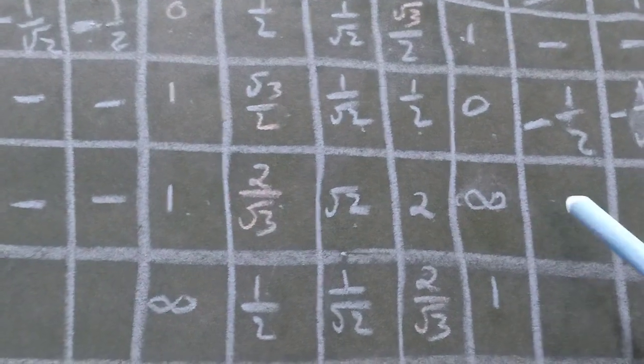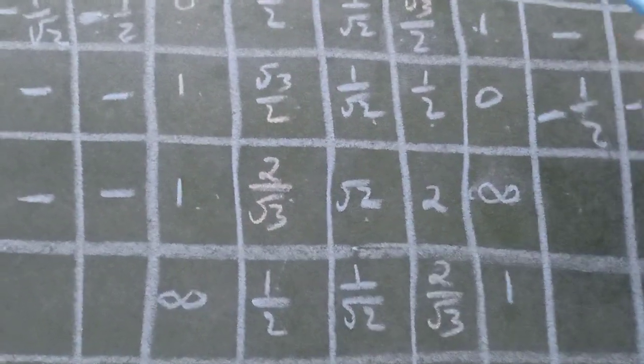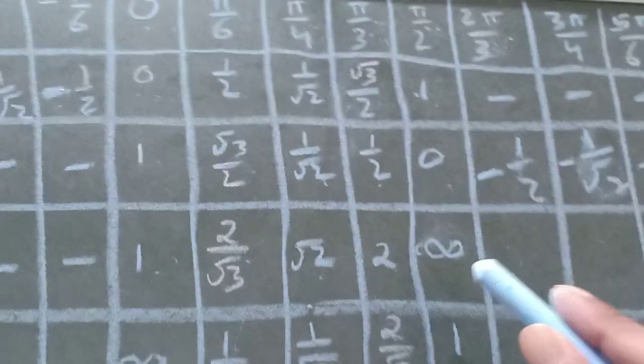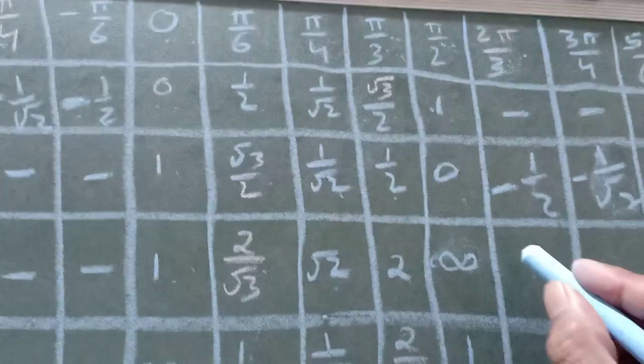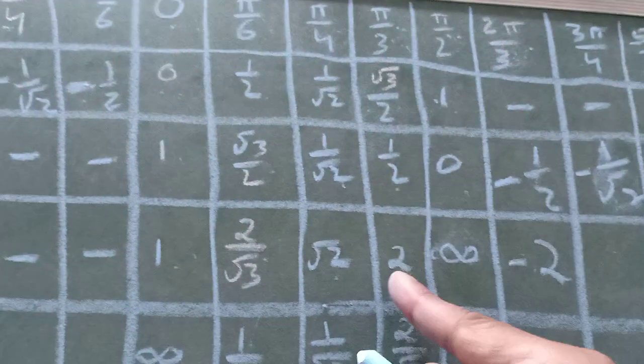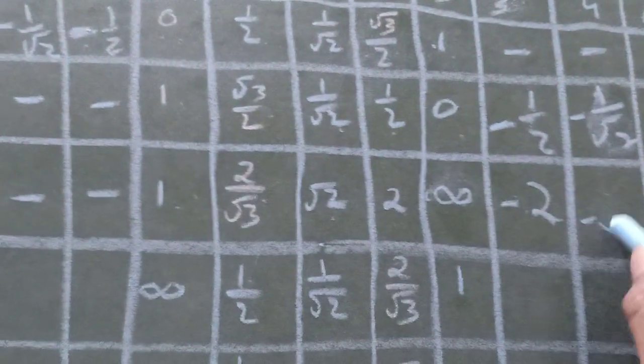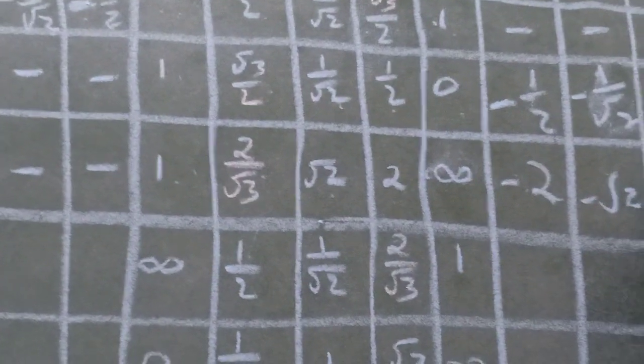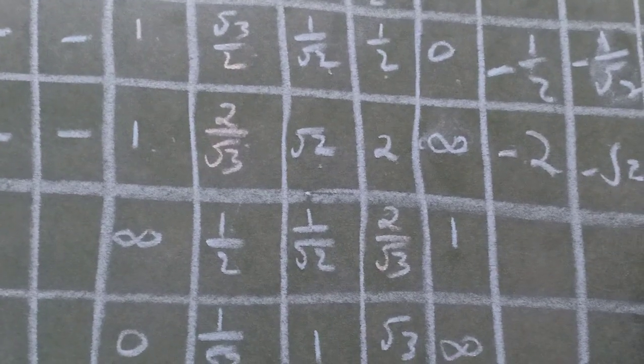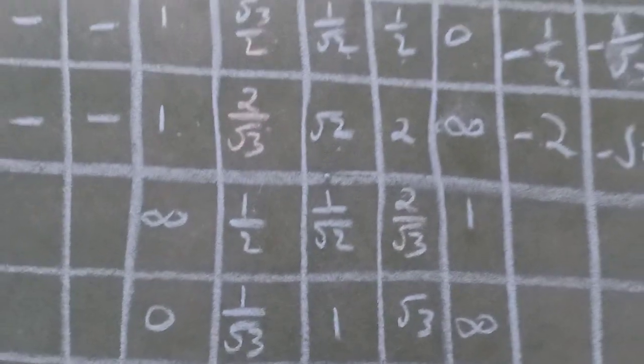Now we have to proceed in the second quadrant. So sec 2 pi by 3: in the second quadrant the sec function is negative, so your answer will be minus 2. The value will be of sec of pi by 3 only, we only have to write the pi by 3 value. Then you will get minus root 2, then minus 2 by root 3, and here you will get minus 1.